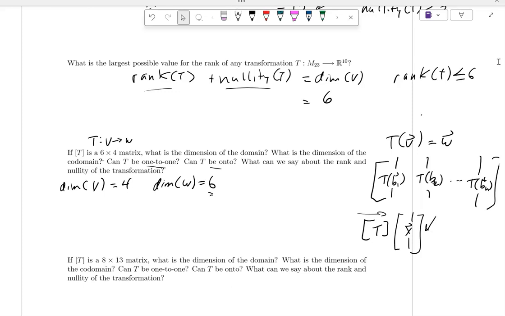Yeah, they can't get a pivot in every row in this case, right? They're not going to have enough rows. Because if we have 6 rows, we couldn't possibly get a pivot in every row, right? But the dimension of your codomain is greater than the dimension of the domain. So that tells you it can't be onto.